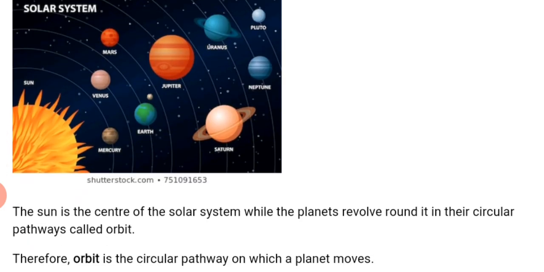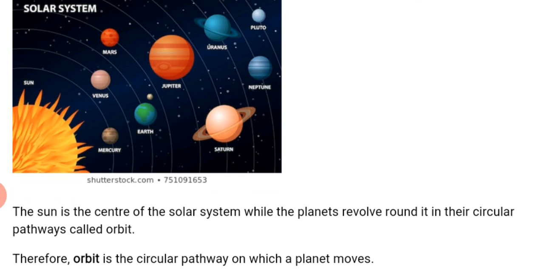The sun is the center of the solar system, while the other 9 planets revolve around it in circular pathways called orbits. All the 9 planets have their own ways, their own paths. It's just like our footpath, the place where we pass every time. You know, it will show our footsteps. That's a clear example I can give of the pathways of the 9 planets.